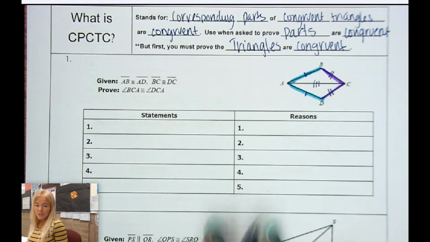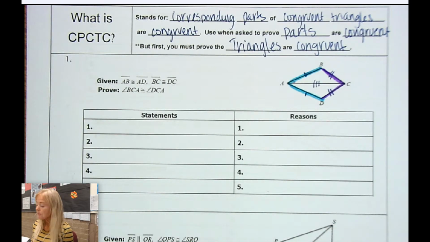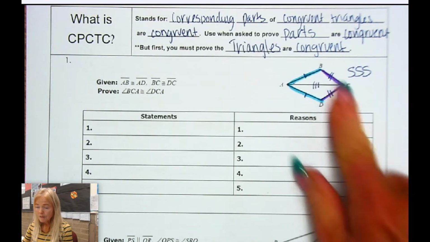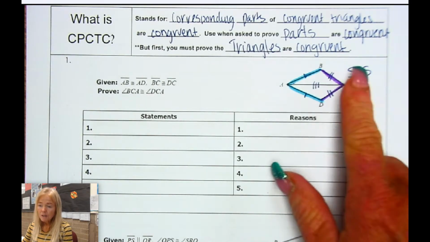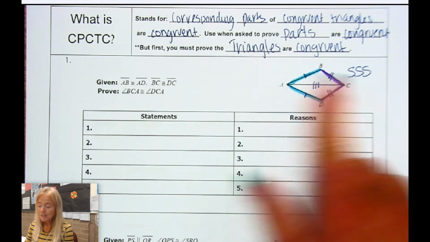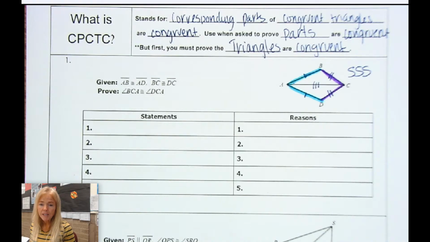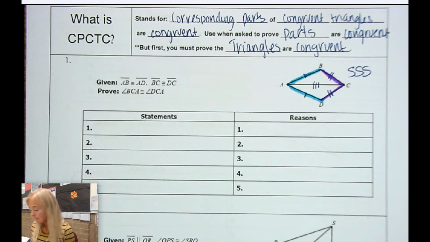So with those 3 sides that are congruent to each other, we know we can prove the triangles congruent by side, side, side. Once we do that, then we can state what we're asked to prove, and that is that angle BCA is congruent to angle DCA. All right? All right, so let's go.